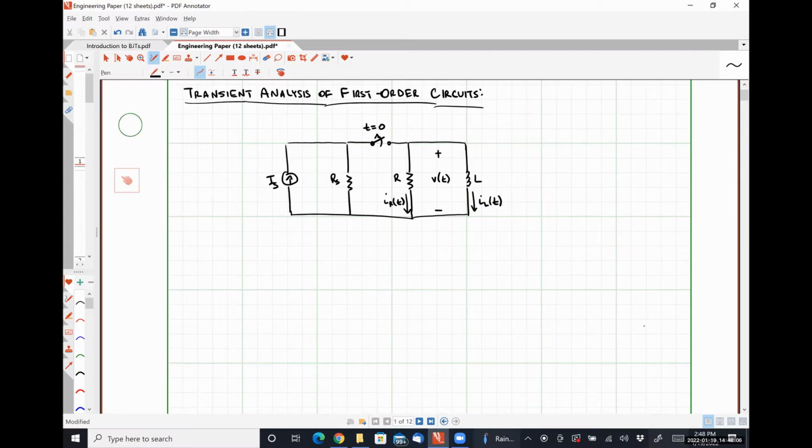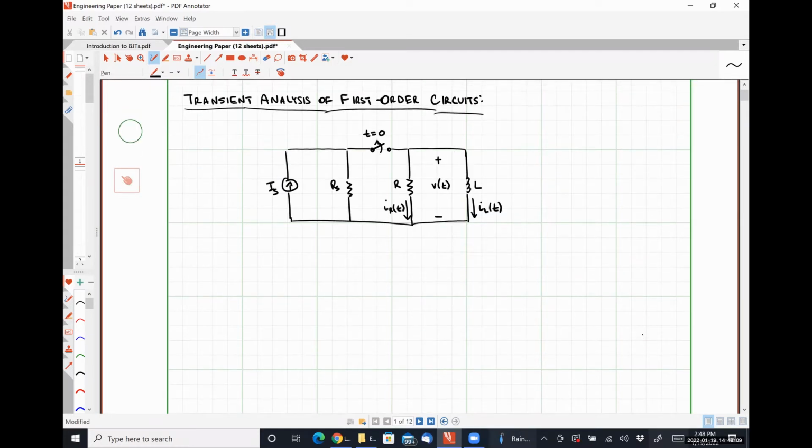So if we were to plot our inductor current IL of t as a function of time, it should look something like this. So here's IL. Here are negative values of time. Here are positive values of time.